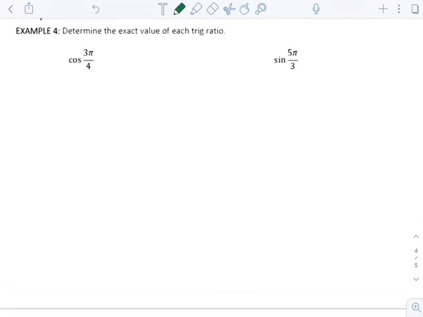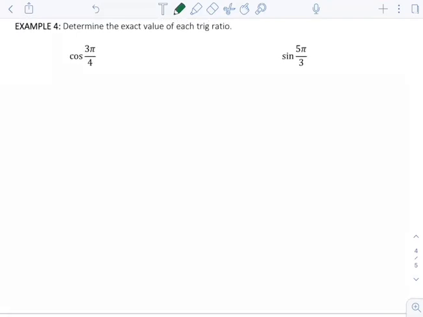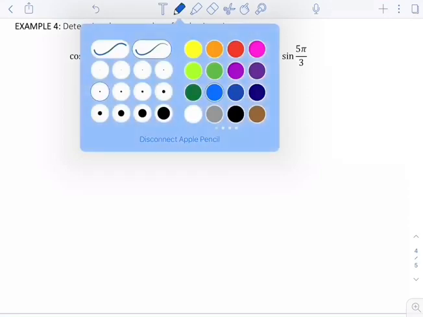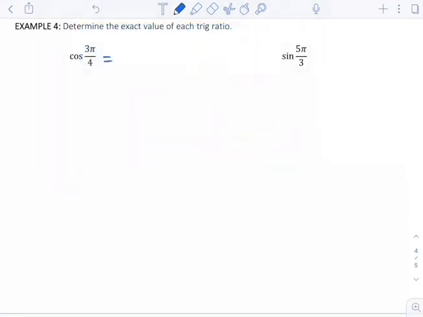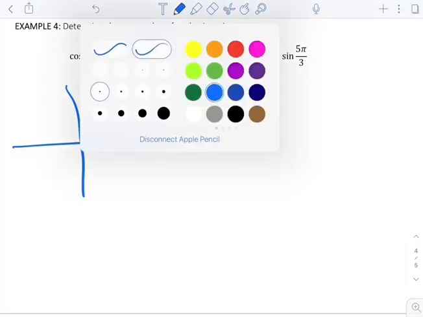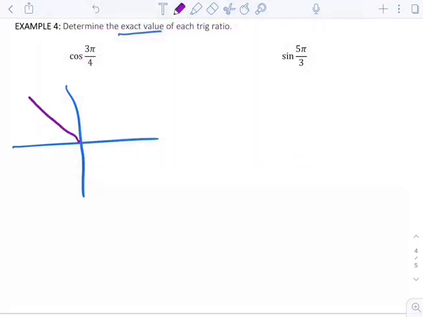This one asks us to determine the exact value. So here we have to do a little bit of work. The exact value means it's equal to root 3 over 2 or something. We don't put it into our calculator because it says exact value. If it said find an approximate value, sure, you can put that in your calculator. But this wants an exact value. So we treat it the same way we've been working through. We find cos 3 pi over 4. That falls in the 2nd quadrant. I'll use red because we've been using red.